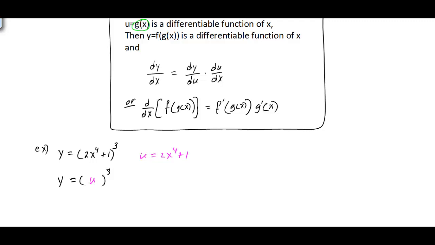Okay. So if you notice, one of the first things we want to calculate is we need to, first of all, find dy du, and we need to find du dx. So here we have substituted in the place of 2x to the fourth plus 1. We said we're going to let that equal u. So that means we would plug u in for the 2x to the fourth plus 1, so we have u cubed.